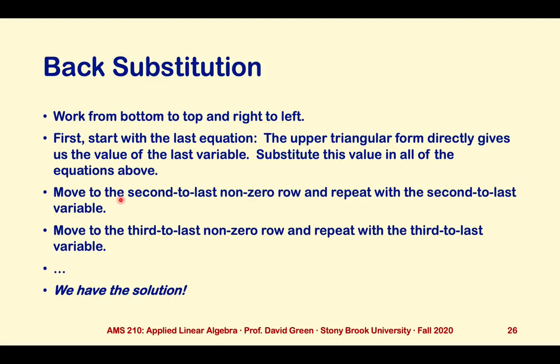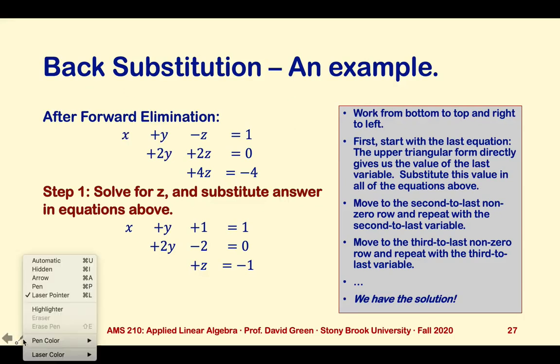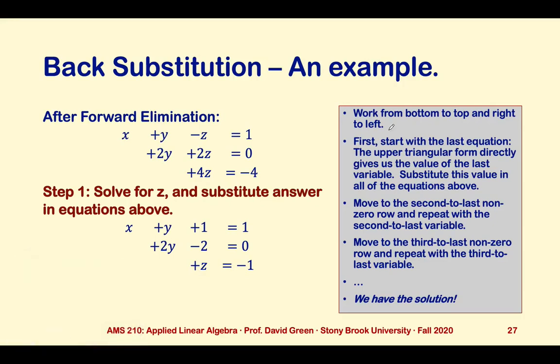Again, this is easiest to see continuing on our example, so let's take a look at this. Our triangular system after forward elimination is given here, and once again, as with forward elimination, I have the qualitative description of back substitution on the right there. First step is to solve for z. Our last equation has a single variable, 4z equals -4. Clearly, z must be -1.